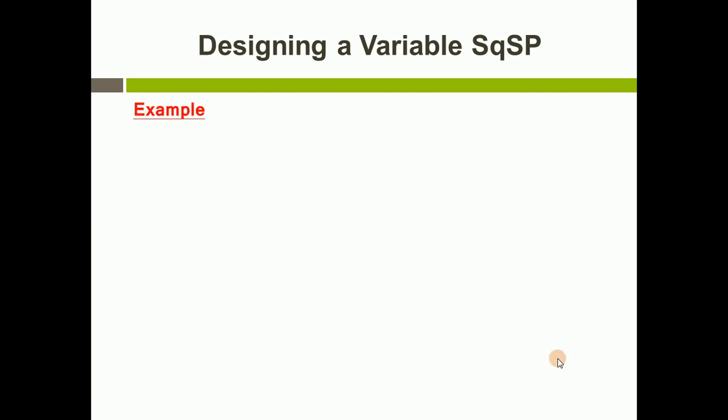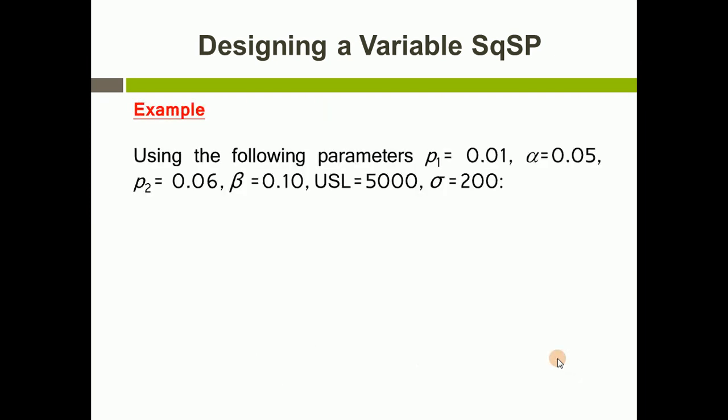So let's take an example on the variable sequential sampling plan, using the following parameters: P1, alpha, P2, beta, USL, and sigma equal to 200.